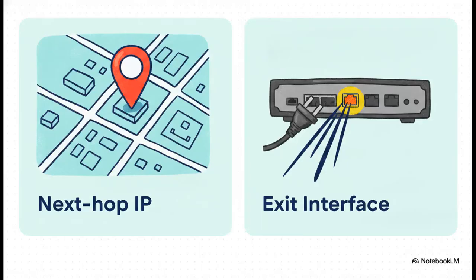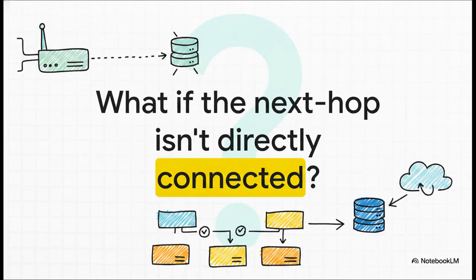Now you might have noticed we actually had a choice at the end of that command. We can point to a next hop IP, or we can point to an exit interface. If we use the next hop IP, we're aiming at a specific neighbor's address. But if we use an exit interface, like say GigabitEthernet 0/0, we're really just telling the router to shove the packet out of a specific physical port. Actually, using the exit interface is a bit faster for the router's processor, especially when you're dealing with simple point-to-point links.